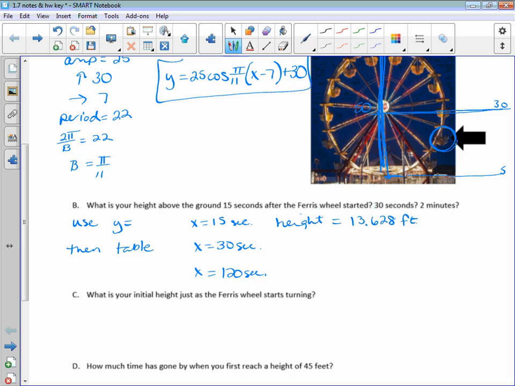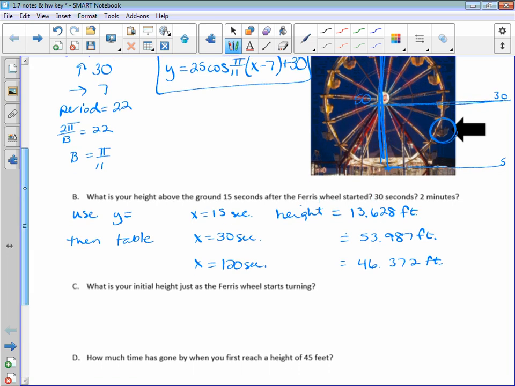Let me write up your answers for 30 and 120. Did you get 53.987 feet? Okay, and 46.372 feet? Yes. All right, is everybody okay with B? Are we ready to move on? Okay. All right, so C, it says, what is your initial height?